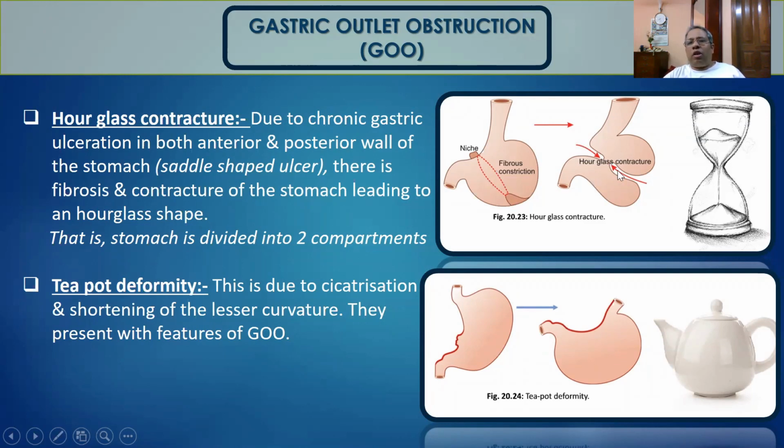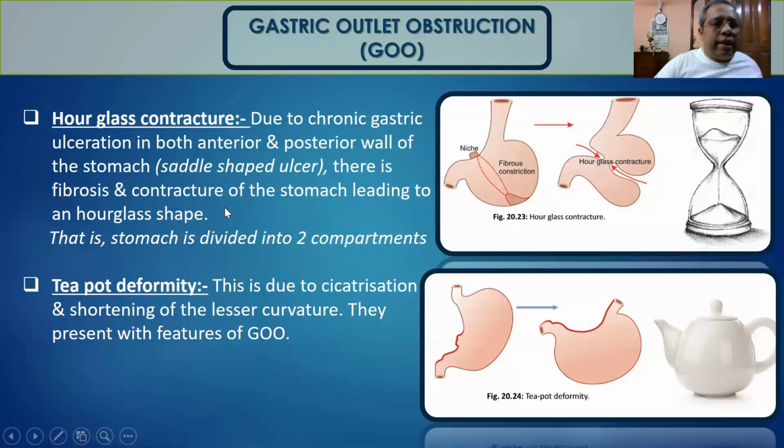For that reason, it is called the hourglass contraction. With the hourglass contracture, there is a small stomach. Whenever the patient ingests anything, it does not go down, so the presentation is vomiting. It looks like a gastric outlet obstruction. So hourglass contracture develops in case of gastric ulcer, and at that time it may present as a gastric outlet obstruction. So this is hourglass contracture.